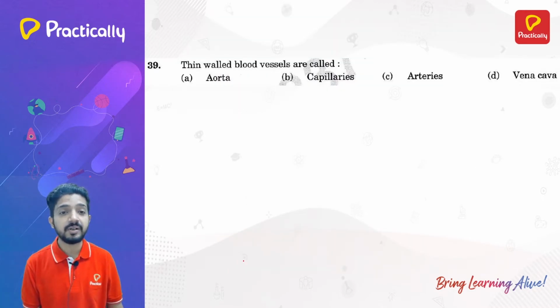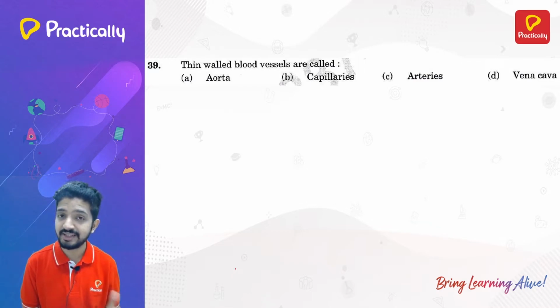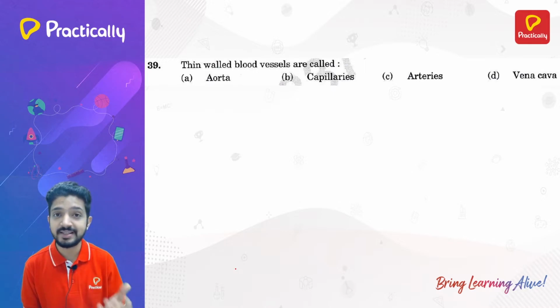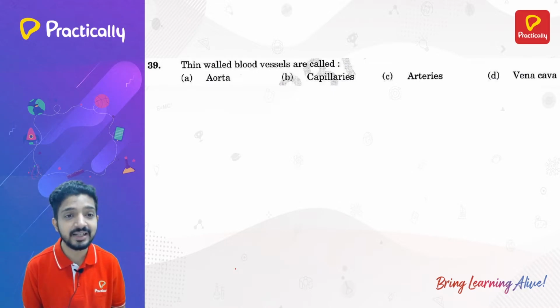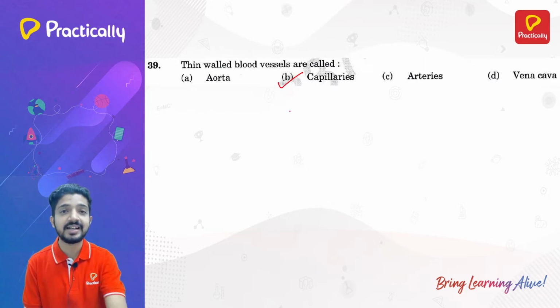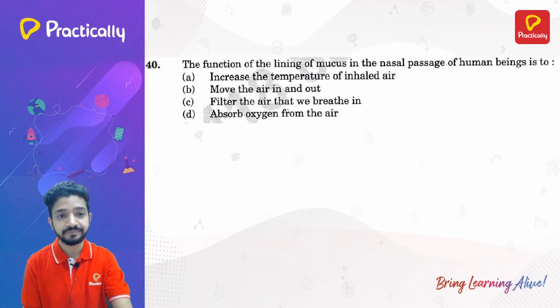The thin-walled blood vessels are called... Well, we had discussed this question in the 60 important questions session which I had taken yesterday. We are going to come up with that for maths as well. So do check it out, since many of the important questions have been asked in the exam. And thin-walled blood vessels are the capillaries. So the correct answer for the 39th question is B.